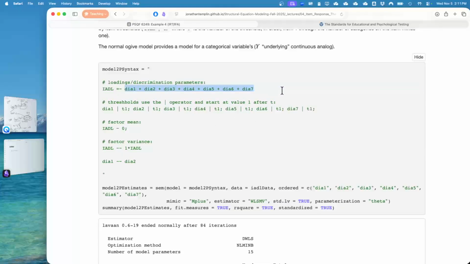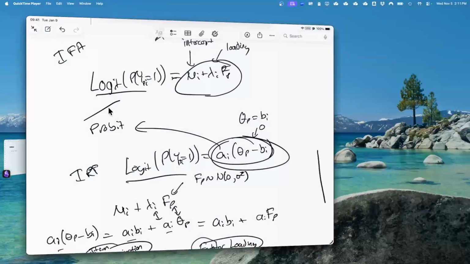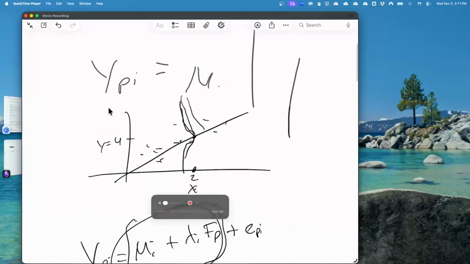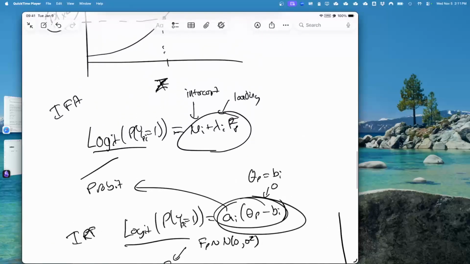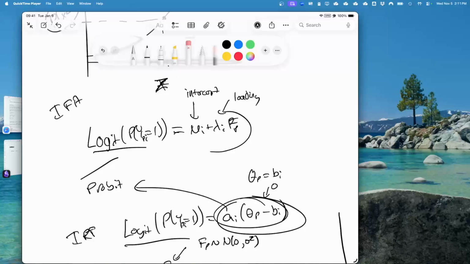This describes the discrimination loading parameters. And then there was that other term. I called it an intercept right here. This right here is your intercept, item intercept. Turns out, negative mu, sometimes called tau, is a threshold.